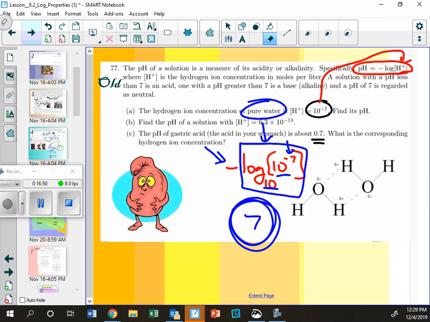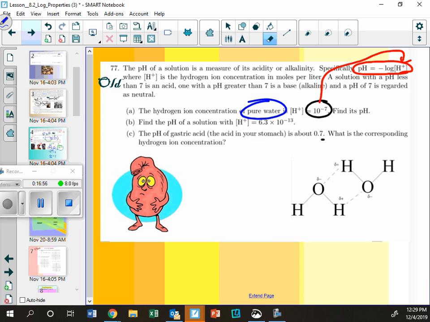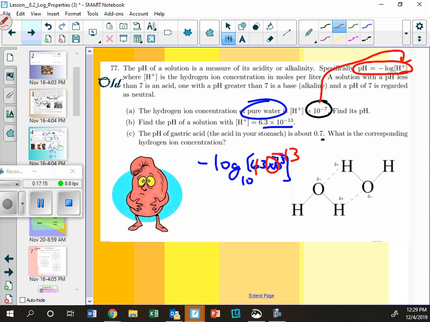Find the pH of a solution with, and this time they've given us a more complicated thing to put in. Instead of just 10 to the negative 7, we've got to put in all that. So that's negative log, base 10, always put in the base, of 6.3 times 10 to the negative 13. Well, if this was just 10 to the negative 13, it'd be easy. These would match and the answer would be 13. But it's not.